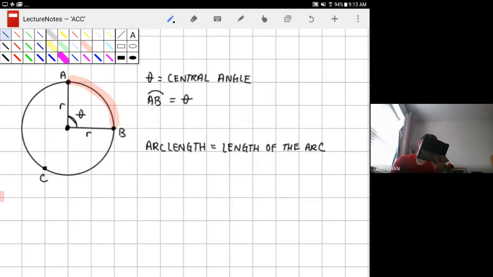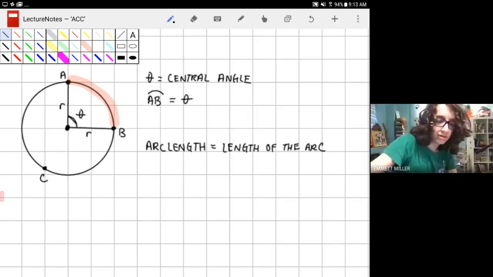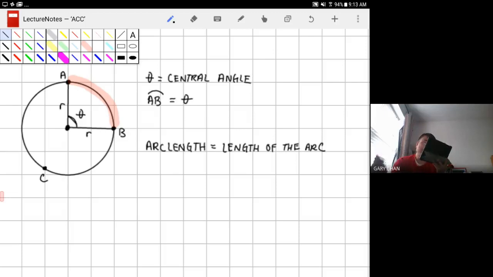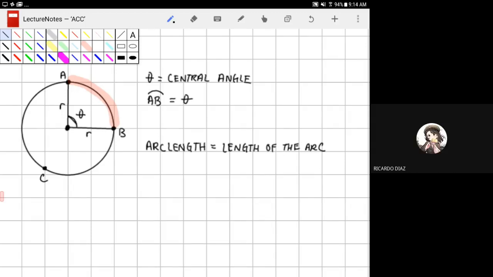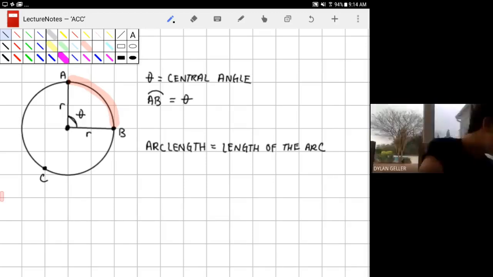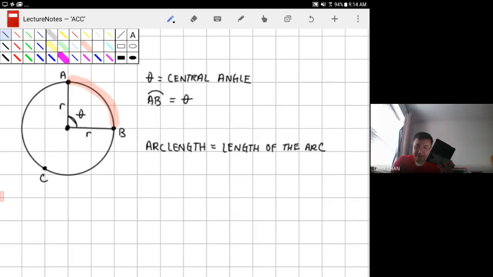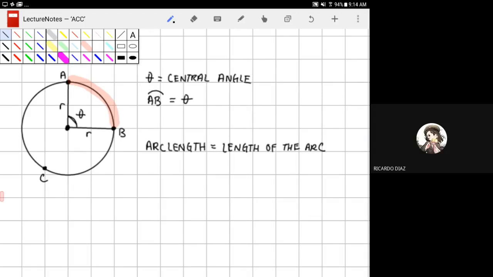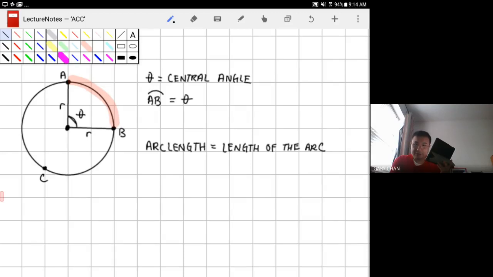So the question is, how do I go about finding what that length is? There's a really logical way to think about this. We can set up a proportion. Can I give you guys maybe 30 seconds to think about this? How can I use proportions to figure out the length of arc AB?